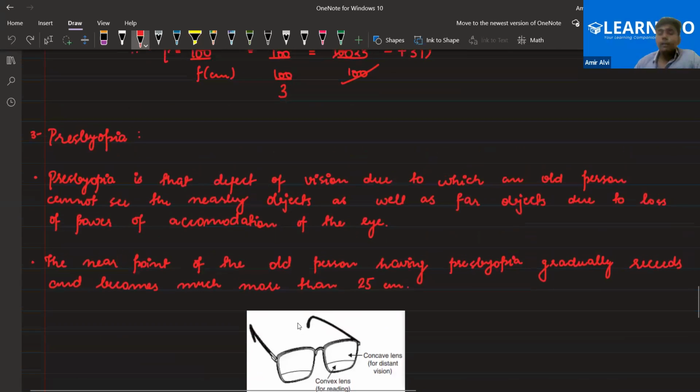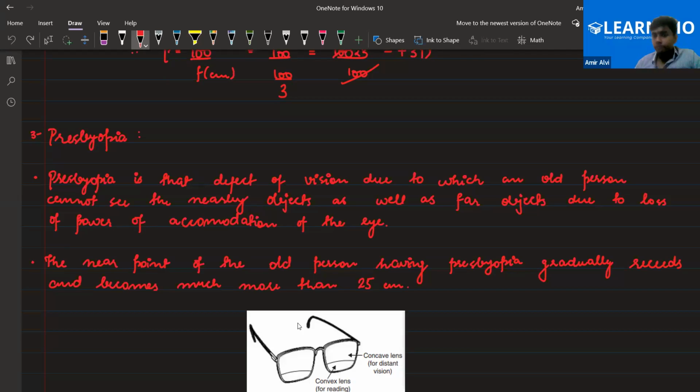So presbyopia is a kind of disease in which the person is not able to see the distant object, or he or she cannot see the nearby as well as the distant object. Both possibilities are there. Presbyopia will act as hypermetropia itself. This disease is developed when the person is a little bit aged, like 40 plus, due to the weakness of the human body. So the eye will also get weakened. So that's why presbyopia is developed in the human eye.